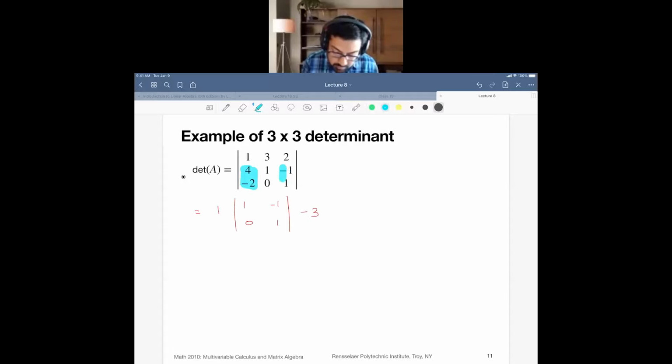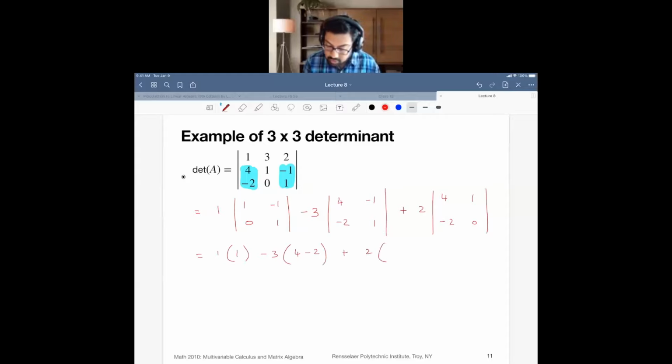This and this. So you got negative 3 times the determinant of the minor. In this case, the minor is this one. And then the last one, 2 times the minor, 4, 1, negative 2, 0, right? So now you can simplify. 1 times 1, that's it, minus 3 times 4 minus 2, and then I have 2 times, let's see, 2. So you got 1 minus 6 plus 4, you've got negative 1.